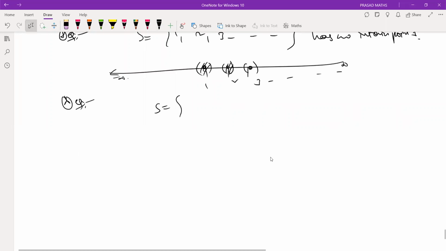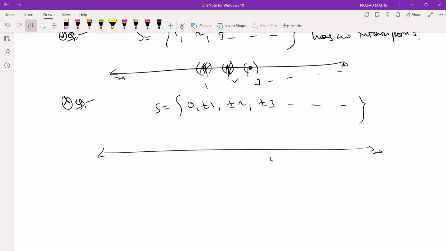Suppose you take the integers. Does it have interior points? Also no. So we have seen that S is not a neighborhood of any of these points. S is not a neighborhood of any of its points. Therefore, it has no interior points.